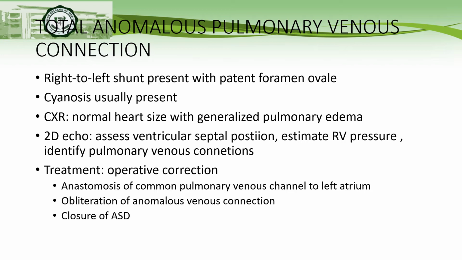Treatment is always surgical. So basically, operative correction requires anastomosis of the common pulmonary venous channel to the left atrium, obliteration of anomalous venous connection, and eventually closure of the ASD. So we shall not delve into details here, but that's basically the gist of the operation.